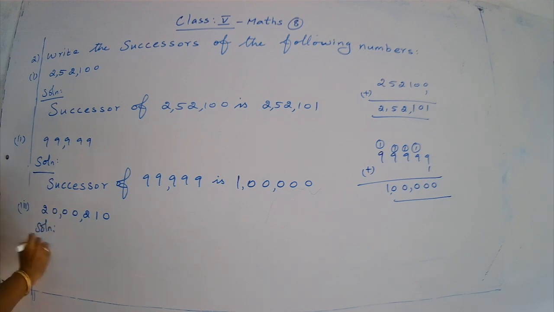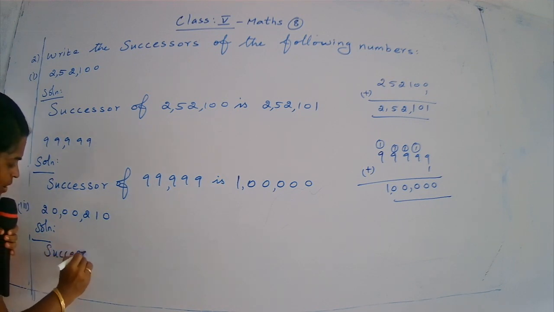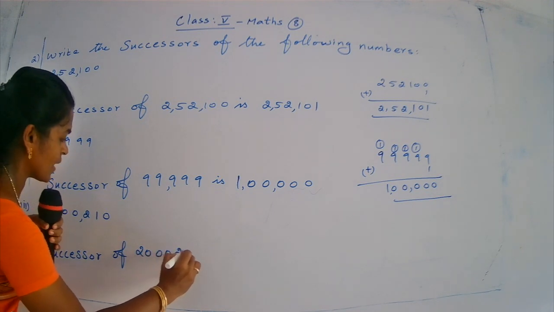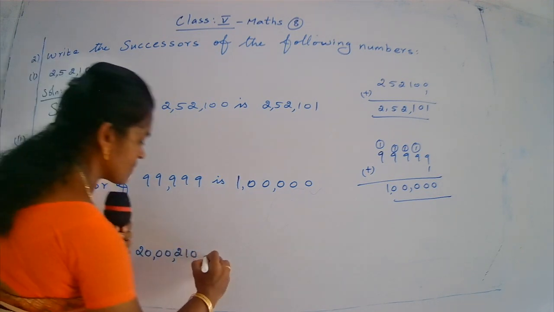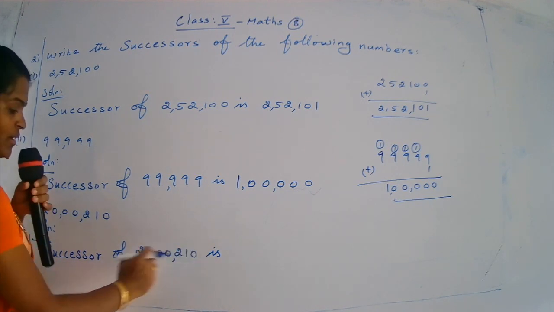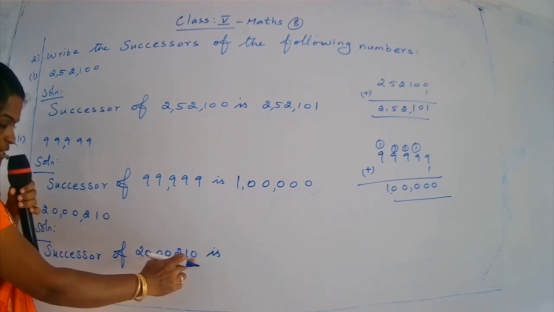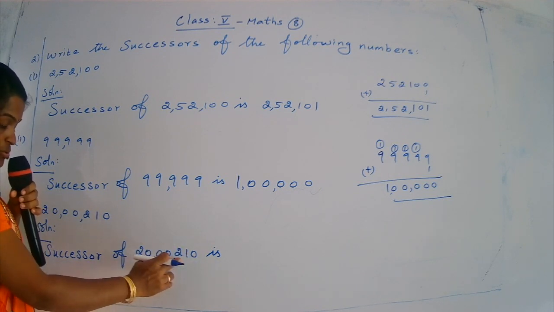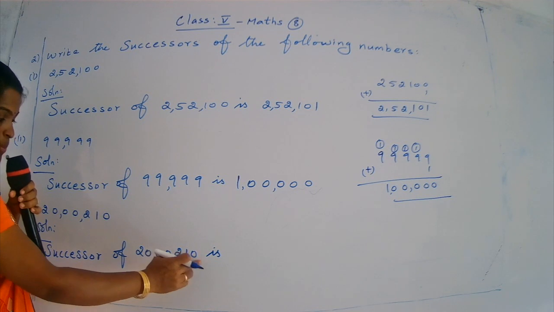Say the answer. Your question is 20 lakh 210. What is the successor of 20 lakh 210? It is the next number. Otherwise, we add 1. Adding 1 means we add only 1 to the ones place. So 20 lakh 211. 10 plus 1 is 11.